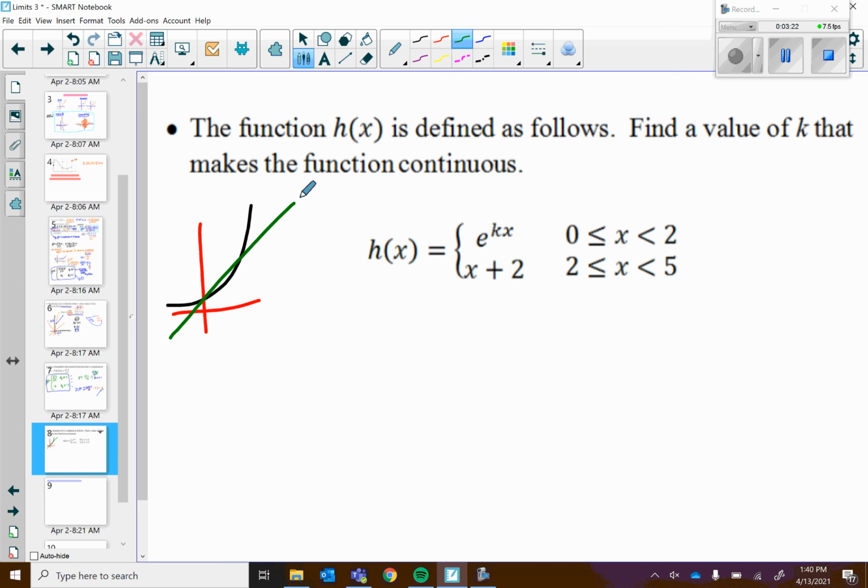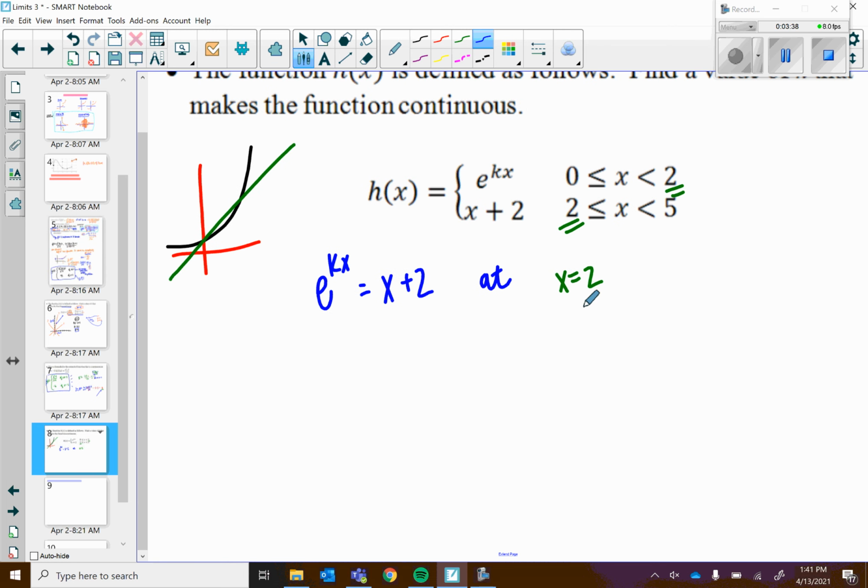In this case, the x value we want is 2. And to say our y values are the same would be to set the functions equal to each other. e to the kx is equal to x plus 2 at x equals 2. And now we solve. We plug in x equals 2 everywhere we can. So I really have e to the 2k is equal to 4.